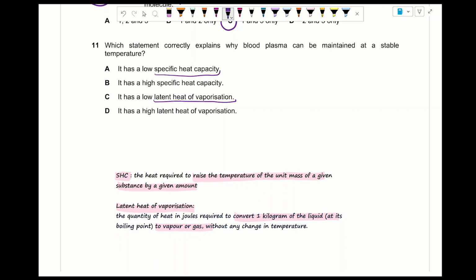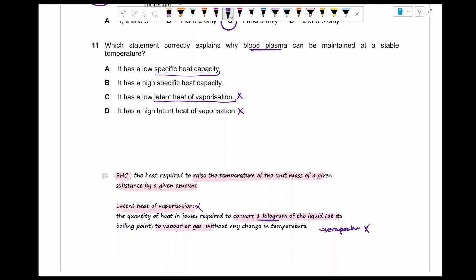Now, latent heat of vaporization is the quantity of heat in joules required to convert 1 kilogram of liquid to vapor. So, here is the evaporation. We're talking about evaporation, which is totally incorrect. The reason for this is we're asking why blood plasma can be maintained at a stable temperature, not evaporate. We're not here talking about evaporation. Therefore, here we're talking about only specific heat capacity.